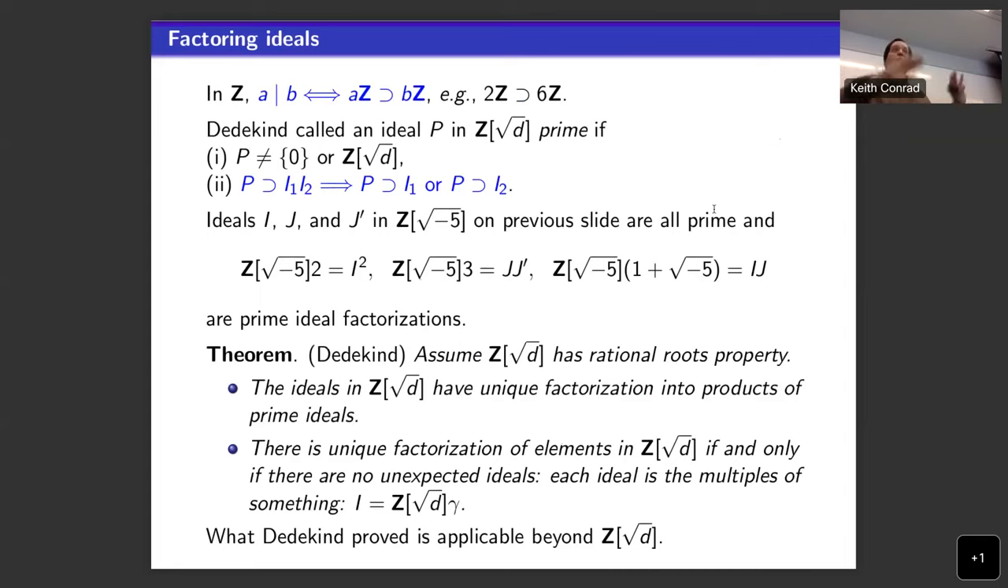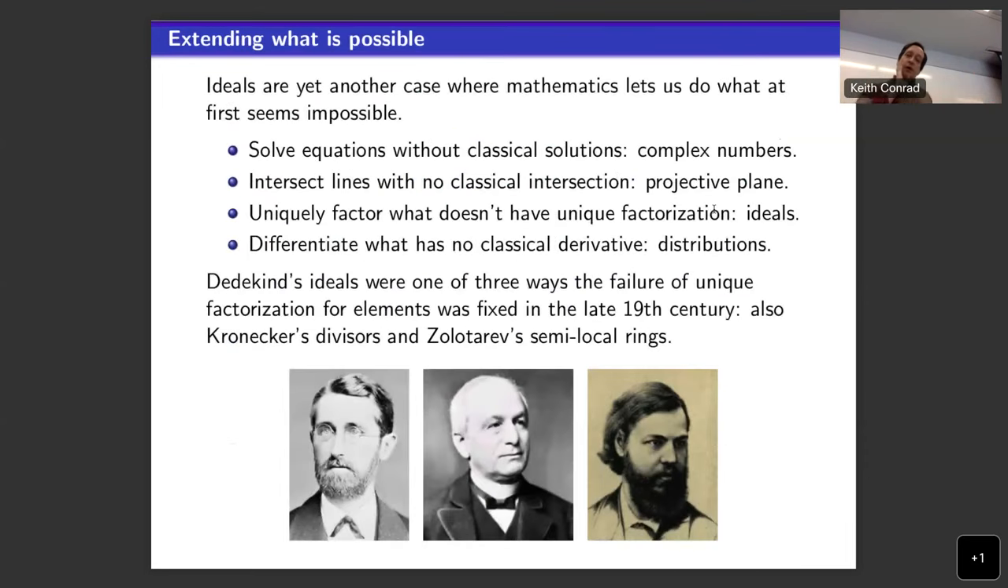And this is nothing special about these quadratic settings of Z bracket root D. He did this in a much more general setting of rings of algebraic integers and number fields. But I'm just focusing on this case for simplicity. So one way to think about what Dedekind had done by using the ideals is that he's kind of made possible what seemed impossible before, fixing the failure of unique factorization.